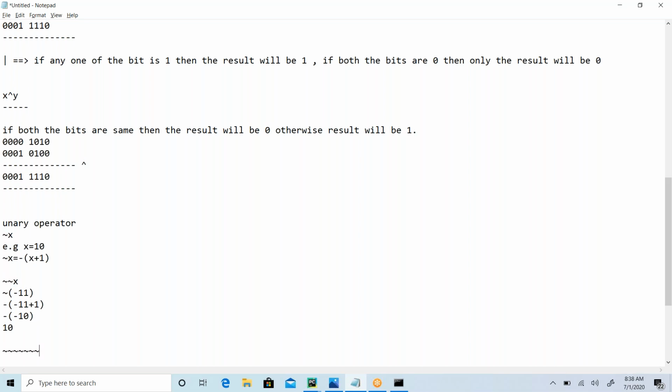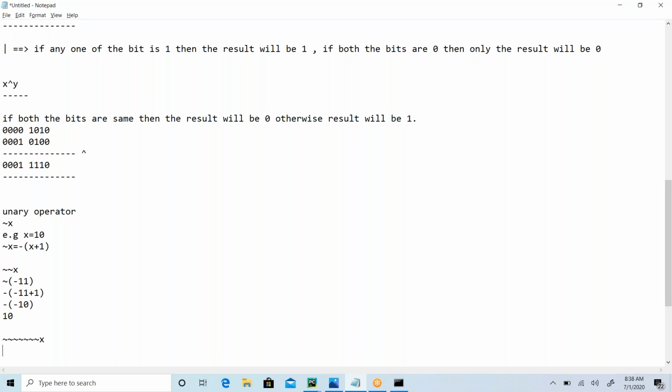Meaning that, so I have tilde x. What is the value of this, guys? What is the value of this?